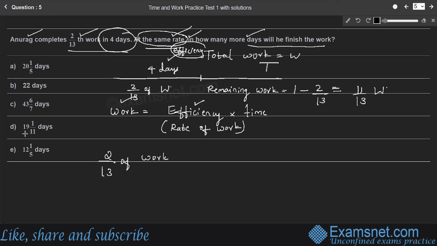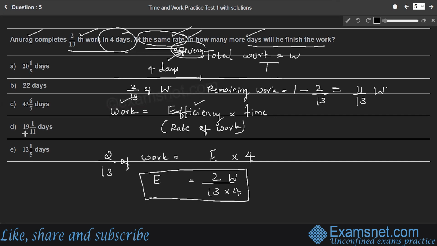What is 2 by 13th of work? It is again the efficiency of that person into the time taken by him, which is 4 days, right? Therefore, efficiency is equal to 2 by 13th of total work, which is W, divided by 4, so the denominator becomes 13 into 4. This is the efficiency of that person.